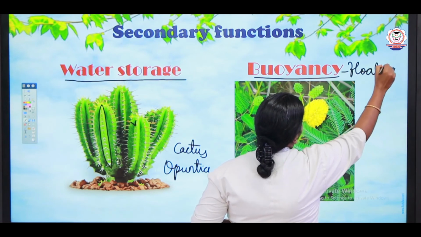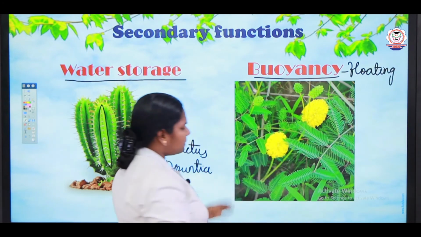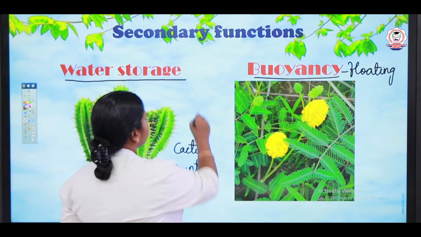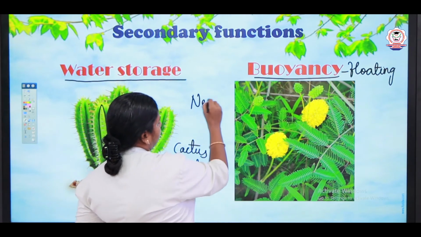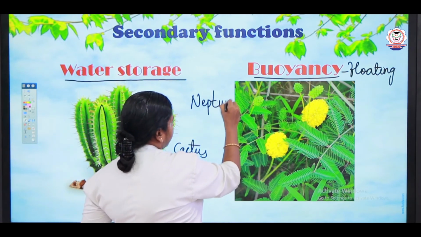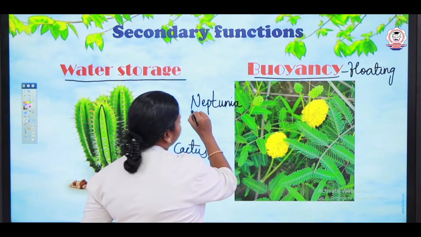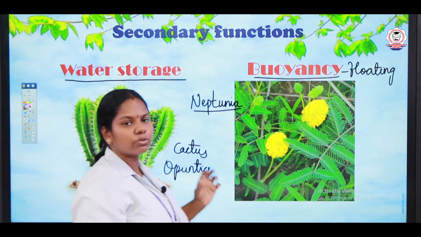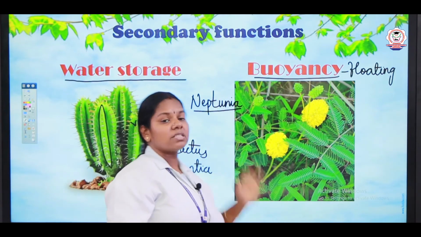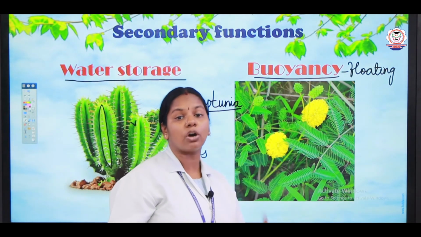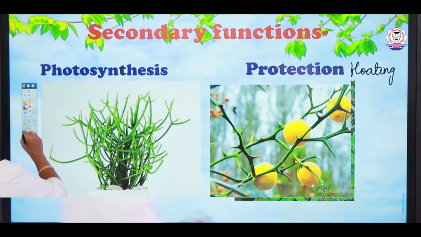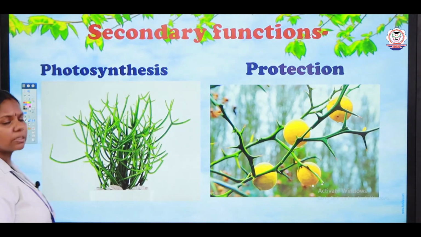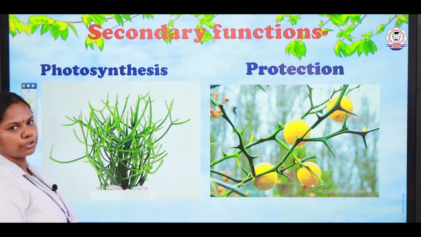You can see the stem of this plant. The name of this plant is Neptunia, right? It floats on water. This plant floats on water and it is mainly due to the buoyancy, that is the floating capacity of their stem. And next, some stems also perform the function of photosynthesis.